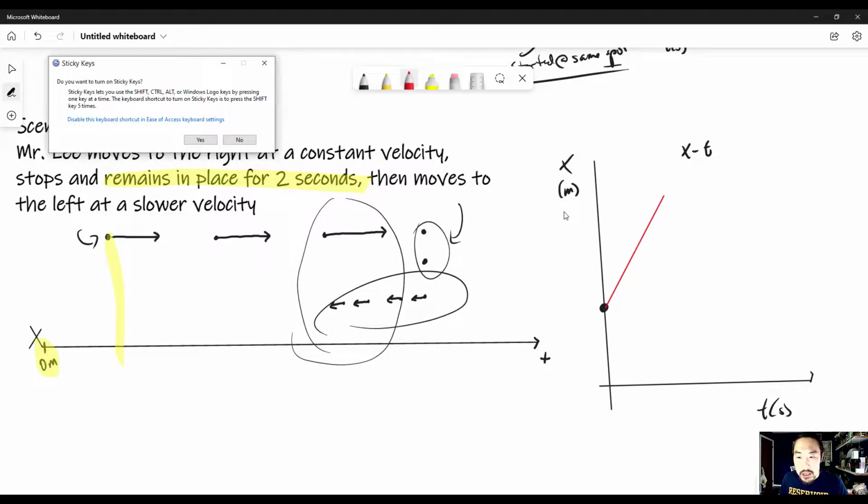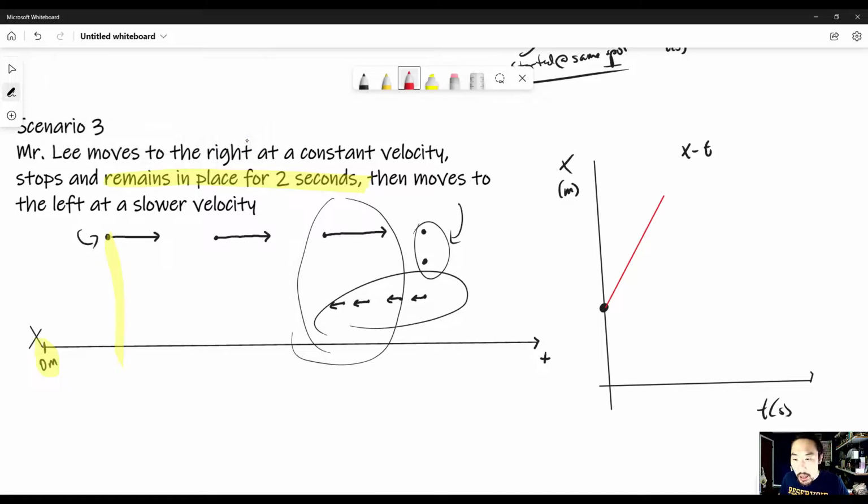And then I was still for 2 seconds. So I'm going to try to draw that as close to no slope as possible. And then I'm moving to the left. All right, so let's break this down.